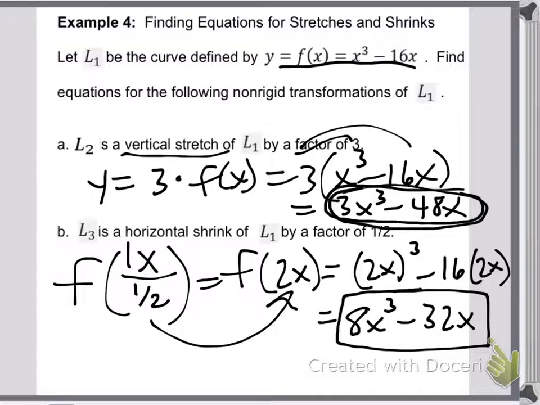Okay, the vertical stretch is easy. You just take the number and you multiply that number by the entire function and you're fine. But the horizontal shrink, you're actually going to be plugging in something to each x in the function.